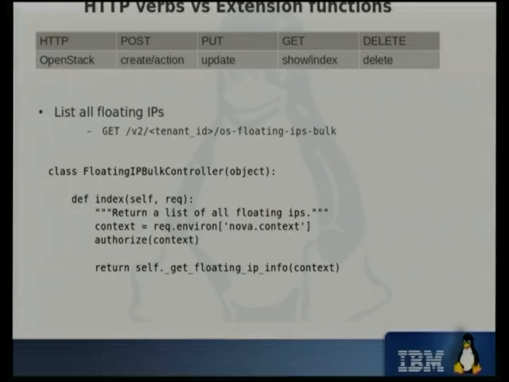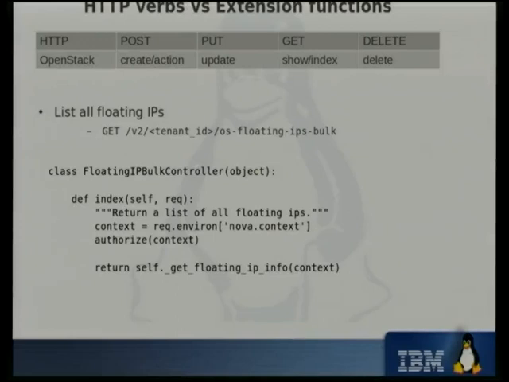getting, say, all the floating IPs which exist for a tenant. You can pass that GET command through, and that will map through to index. In this case, there's no parameters, so it doesn't pass anything further down. The get floating IP info basically just builds up a large dictionary and returns it, and again the infrastructure just handles converting it into the right format.